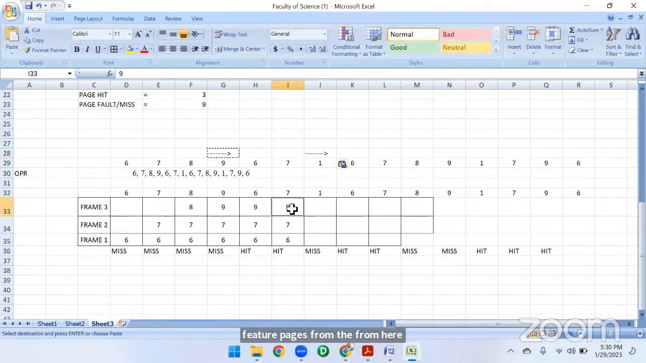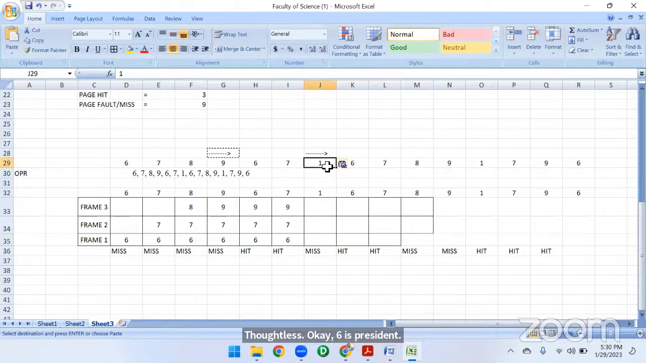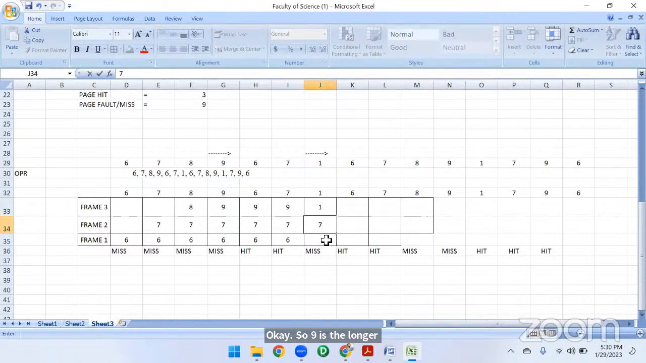For 1, 9 is present at some distance. Next 7 is present immediately, 6 is at third place, and 6 is present at second place. So with whom does it have to be replaced? 9 comes after a long gap, so 9 is the long gap. It is going to be replaced with 9.